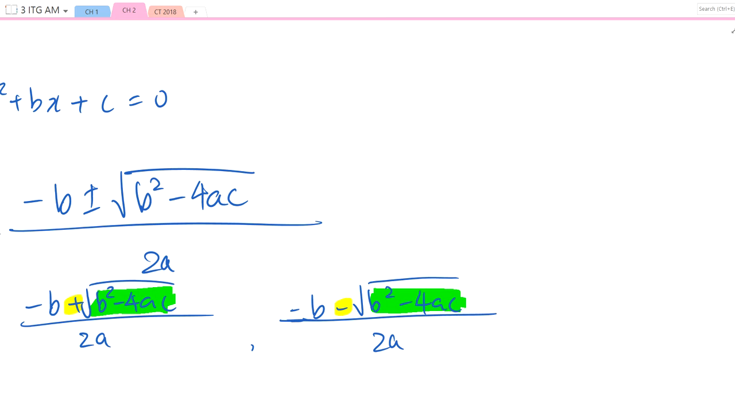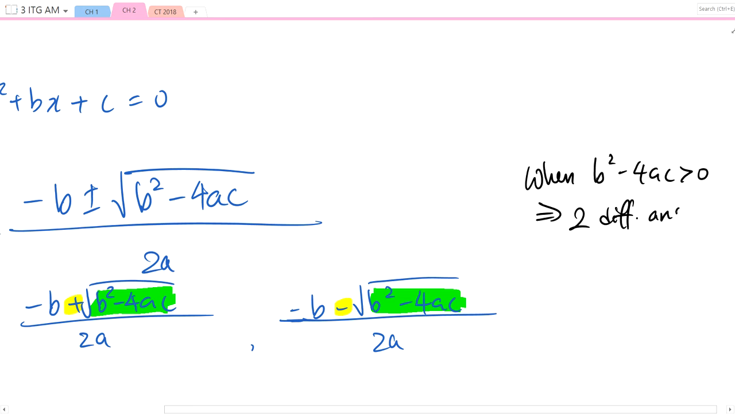When b squared minus 4ac is greater than 0, this gives me 2 different answers for x. In other words, 2 distinct, which just means different, okay? 2 distinct roots. 2 different answers, 2 different solutions, 2 different roots, okay, so far?